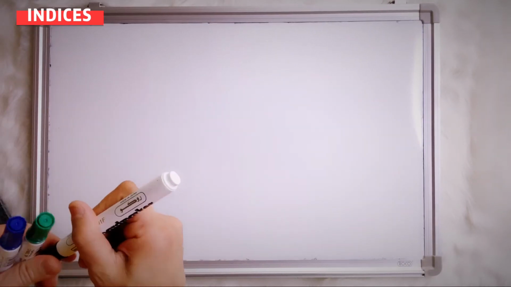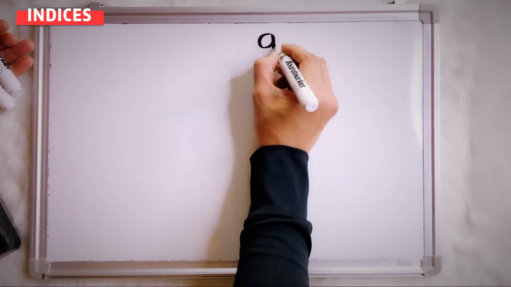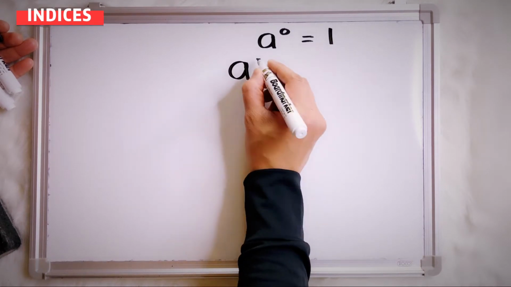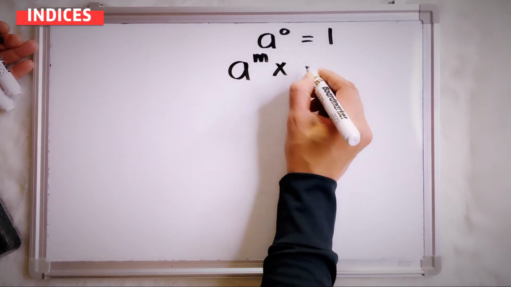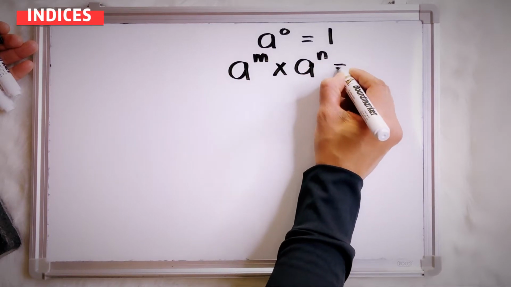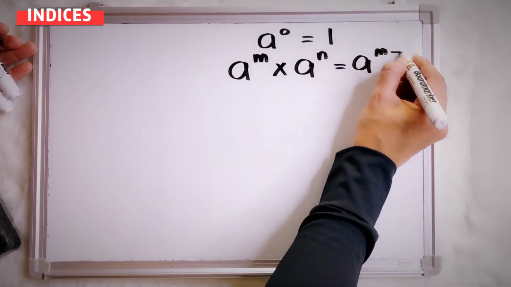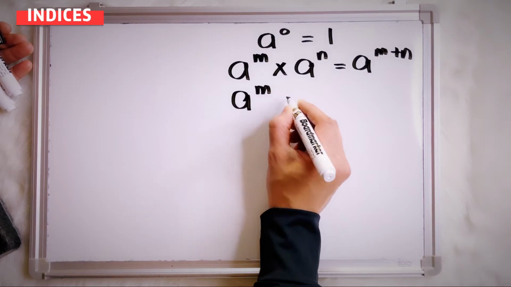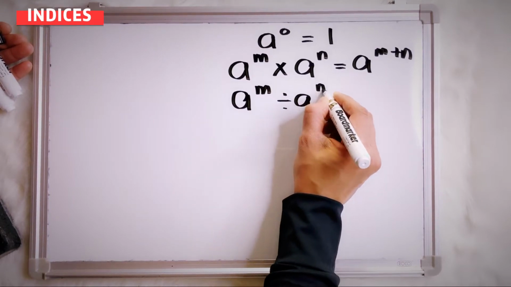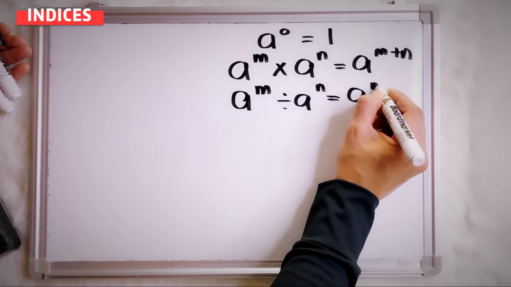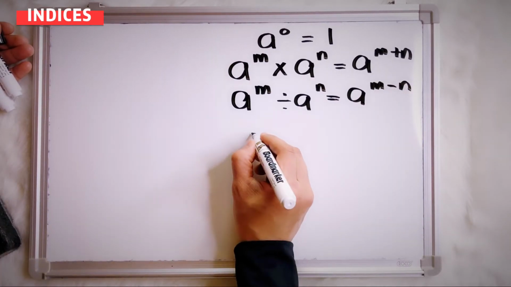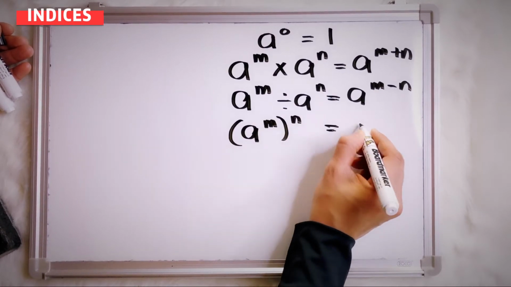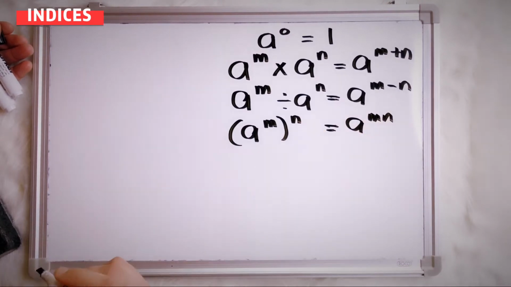Now, the first thing: when a power of 0, that means it's equal to 1. When you have a power of m, you multiply with a power of n, that means a to the m plus n. When you have a power of m, you divide by a power of n, that means a to the m minus n. When you have a power of m, and a power of n on top of it, that means a to the m times n.